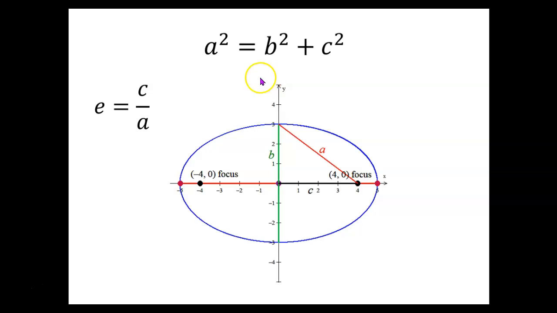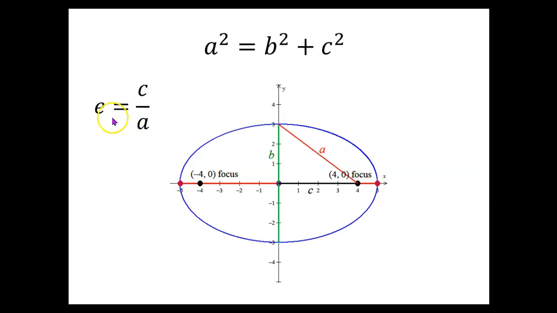And there's a relationship between those numbers. For any ellipse, a squared is equal to b squared plus c squared. And that should remind you of the Pythagorean theorem. And so if I draw in a little right triangle here where the sides are b and c and the hypotenuse is a, a squared is equal to b squared plus c squared. So what that's telling us is that the distance from the covertex to the focus, here to here, is exactly the same as the distance from the center to the vertex, here to here.